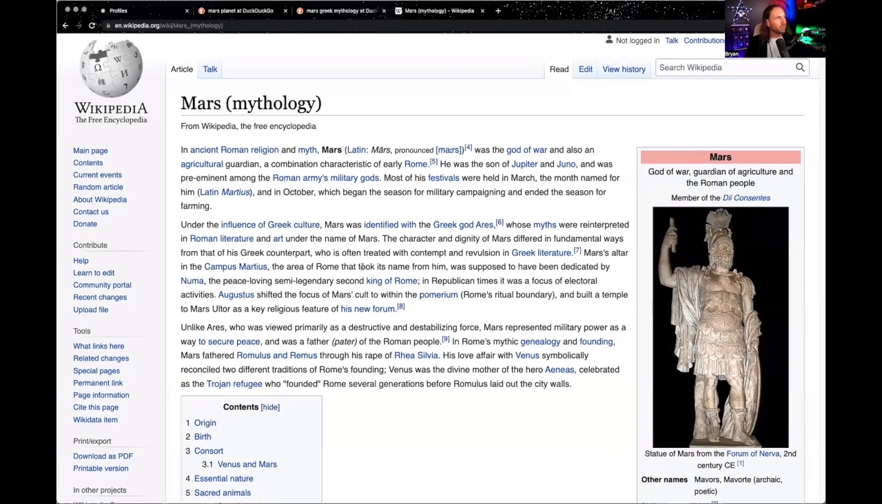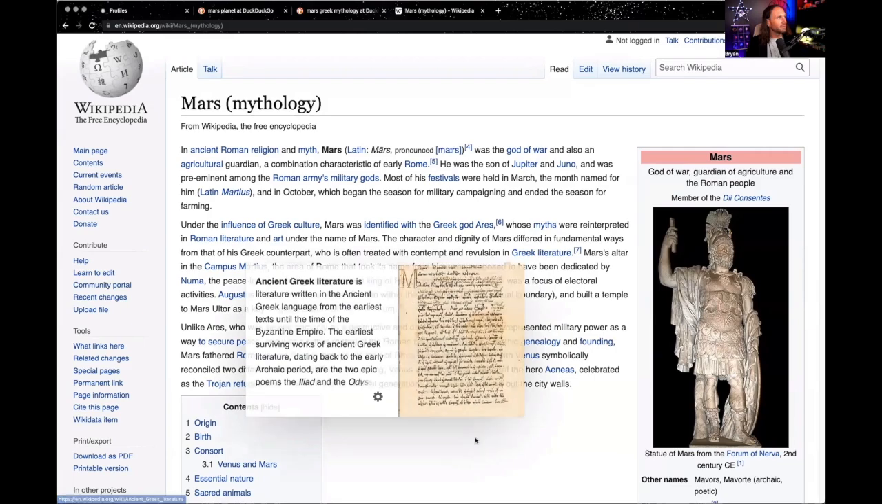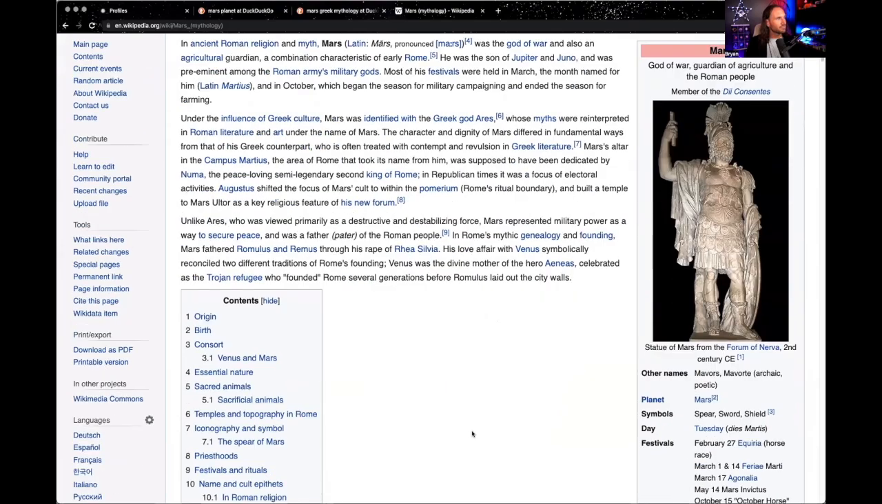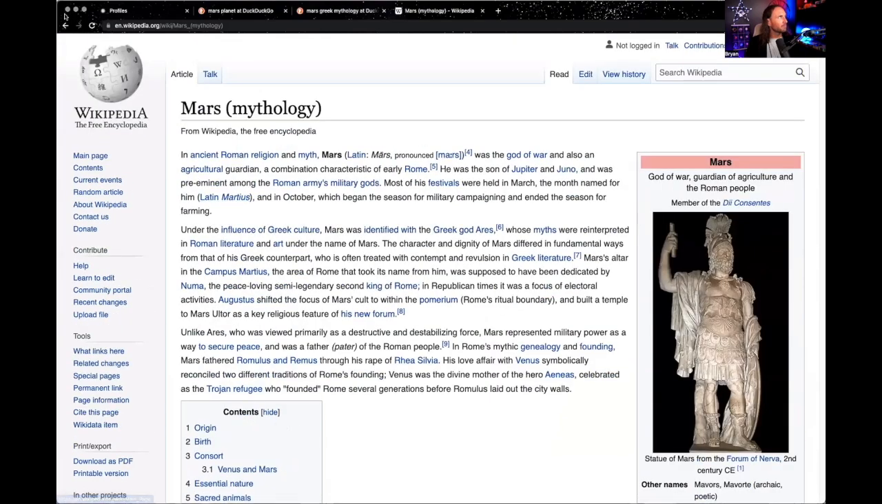In Roman literature and art under the name of Mars, the character and dignity of Mars differed in fundamental ways from that of the Greek counterpart. So there's Greek mythology, Roman mythology. The area of Rome that took its name from him was supposed to have been dedicated by Numa, the peace-loving, semi-legendary second king of Rome. I like the Greek mythology better.